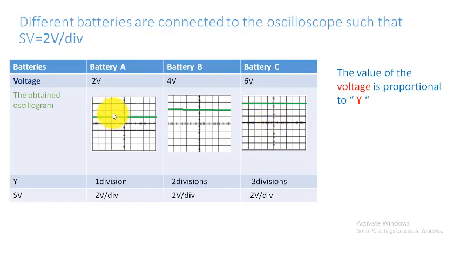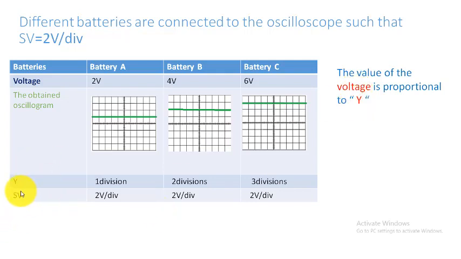So, as you notice, as the voltage increases, the number of vertical divisions, or what we call Y, also starts to increase. So, we can say that the value of the voltage is proportional to the Y. It means that as the voltage increases, Y increases.